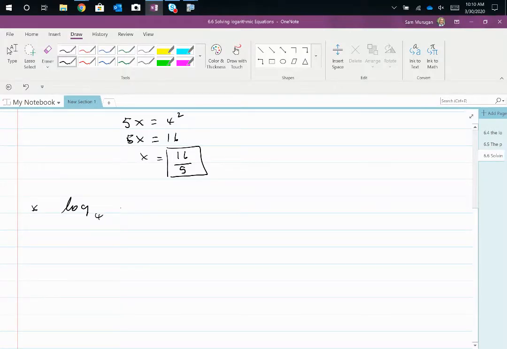Log base 4 of x plus 6 is equal to log base 4 of 14. Observe that the logarithm bases were 4 in both cases. So this simply implies that x plus 6 is equal to 14. So x is equal to 14 minus 6, so x is equal to 8.